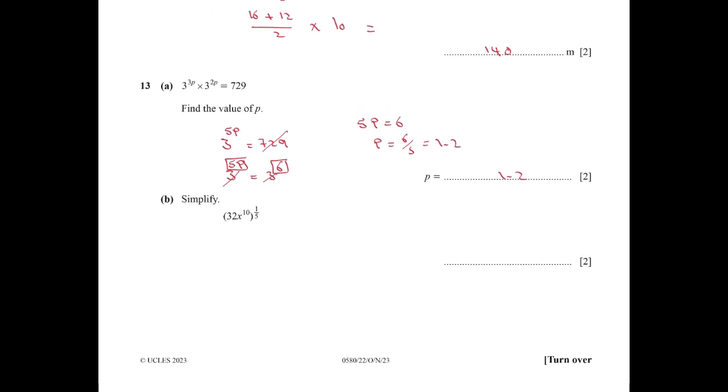Simplify. When simplifying, we will distribute the power on all terms in the brackets. 32 power 1 over 5 times x power 10 times 1 over 5. 32 power 1 over 5, using your calculator, will be 2. x power 10 times 1 over 5. Multiplying the two powers will give you x to the power 2. So the answer is 2x to the power 2.